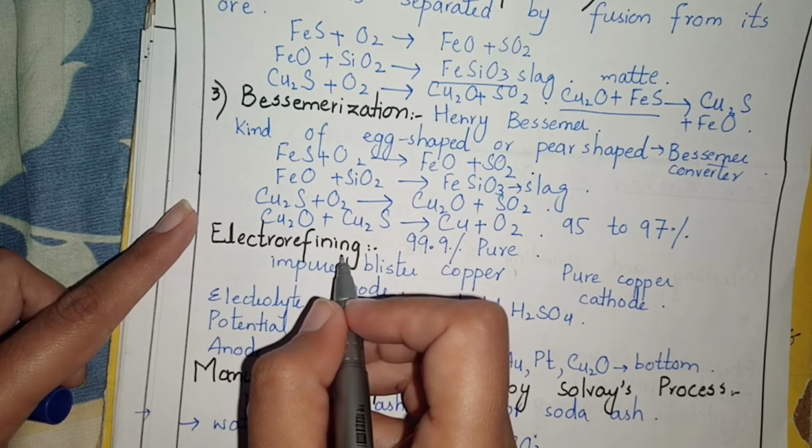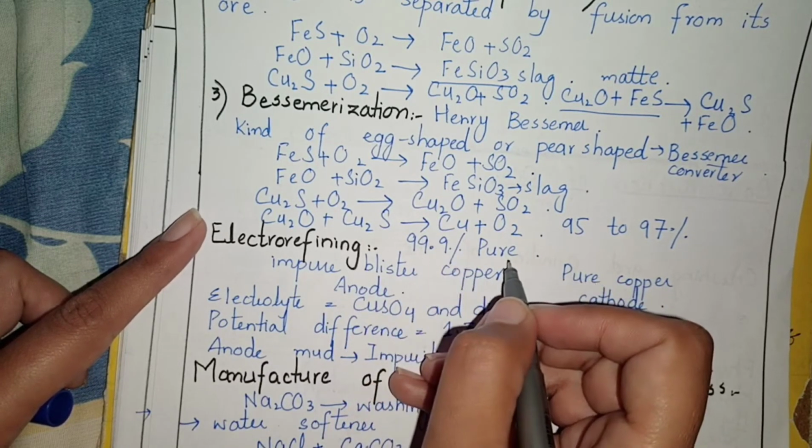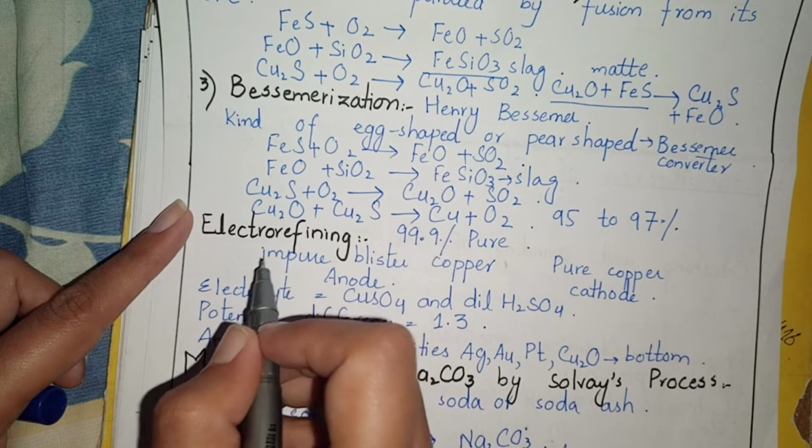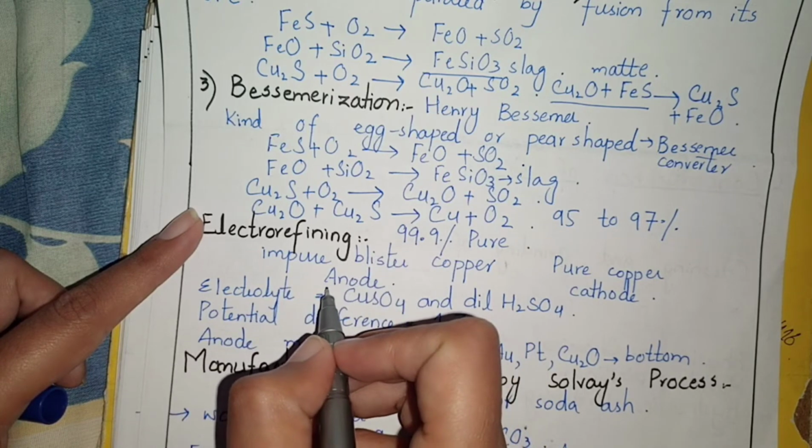Electro refining. In electro refining, the metal obtained is 99.9% pure. This refining occurs by the process of electrolysis. We take two electrodes, that is anode and cathode.